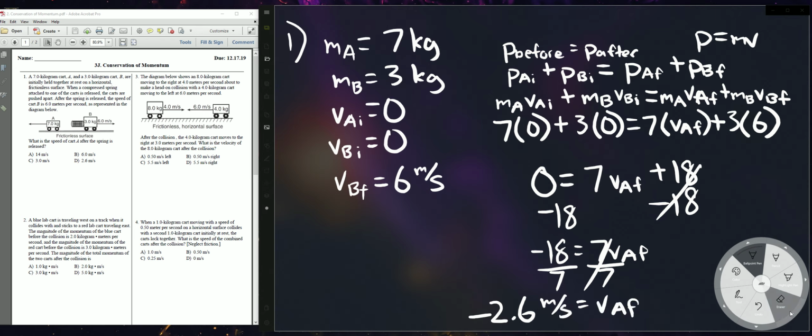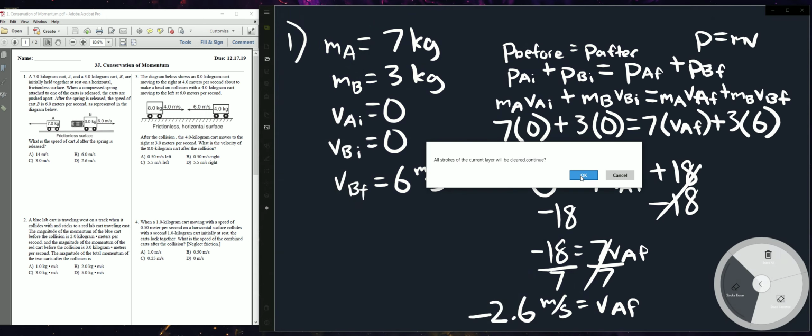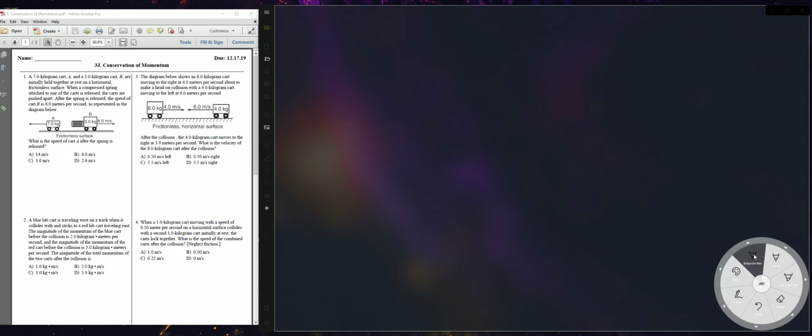And so the answer would be D, because they just want the magnitude. We want the speed. They want the velocity. The negative would be the velocity. But the speed is a scalar. Okay? Speed is a scalar. So you're going to take the magnitude.